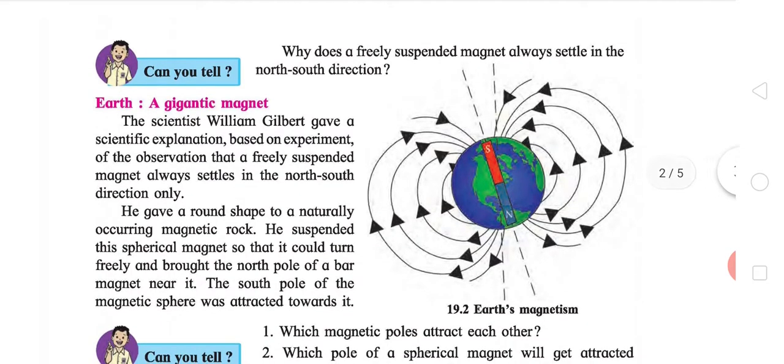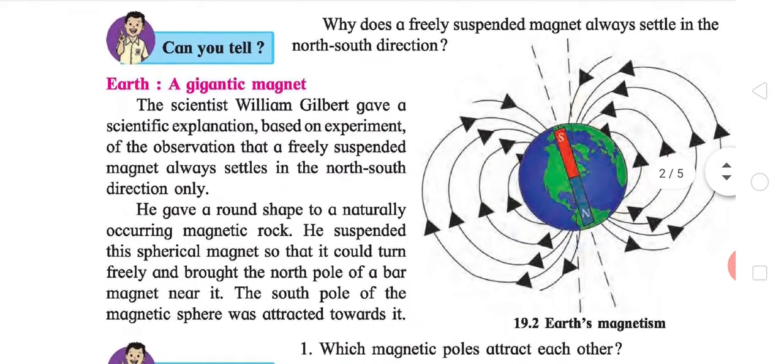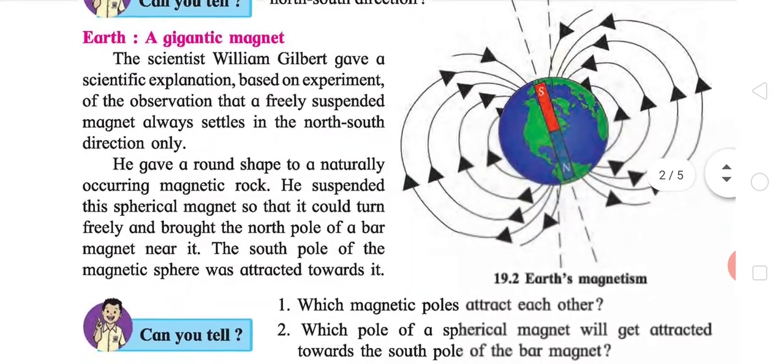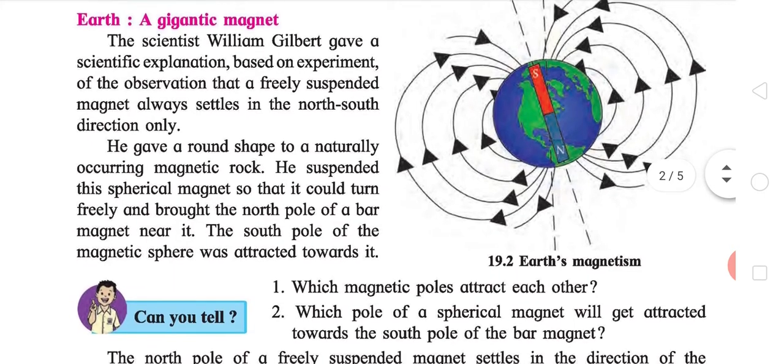Can you tell why a freely suspended magnet always settles in the north-south direction? Earth, a gigantic magnet. The scientist William Gilbert gave a scientific explanation, based on experiment, of the observation that a freely suspended magnet always settles in the north-south direction only.